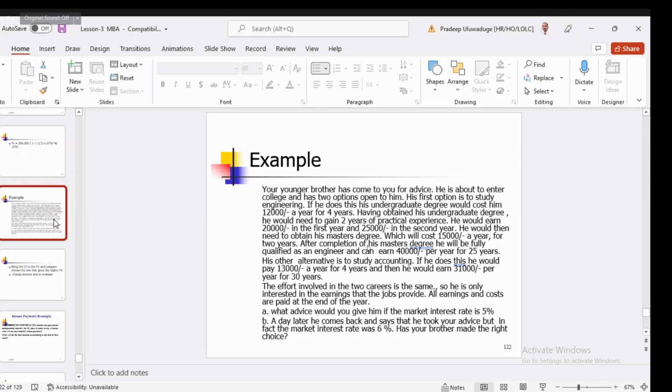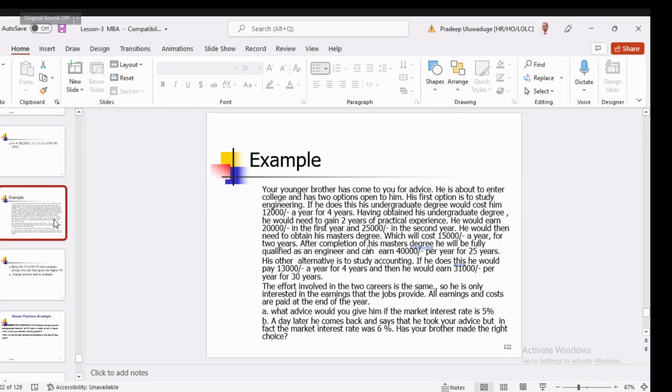Right? The effort involved in the two careers is the same, which implies that he will not choose between these two based on his effort, right? Based only on the money. So he's only interested in the earnings that the jobs provide. All earnings and costs are paid at the end of the year. A, what advice would you give him if the market interest rate is 5%? Right? So a day later, he comes back and says that he took your advice, but in fact, the market interest rate was 6%. Has your brother made the right choice?